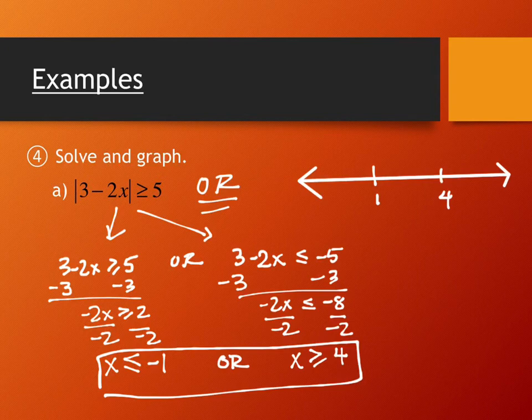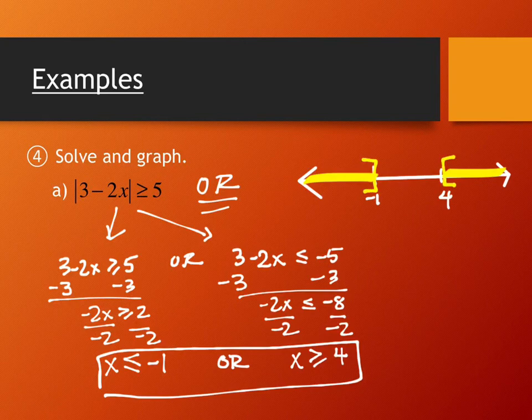Where is x less than, I'm sorry, that should have said a negative 1. Where is x less than negative 1? Well, to the left. So I shade to the left. Where is x greater than 4? Well, I shade to the right. These do say greater than or equal to, so do I have parentheses or brackets? I have brackets.